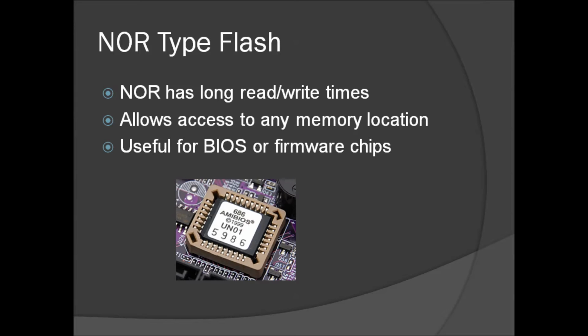Flash memory has two main types of gate structures, NOR and NAND. NOR architecture was the first to be utilized. NOR-type flash has relatively long read and write times but allows for immediate access to any individual bit of memory. This proves to be very useful for applications that do not need to be continuously updated, such as BIOS chips in computer motherboards or firmware chips in devices such as wireless routers.